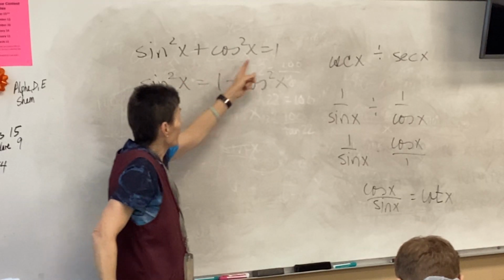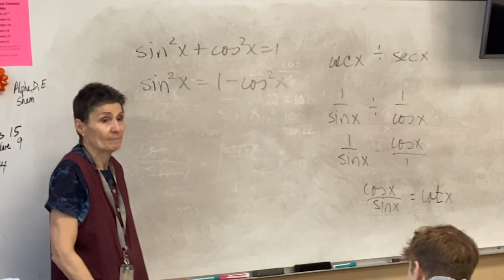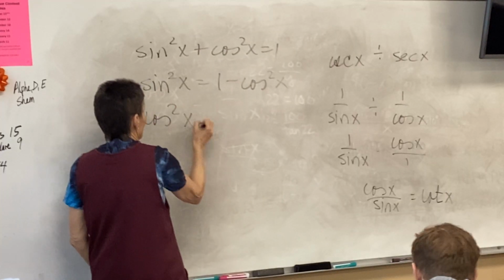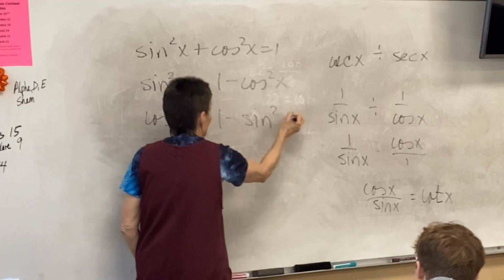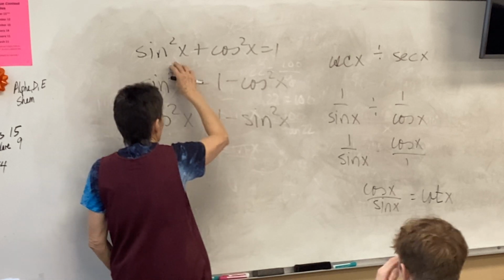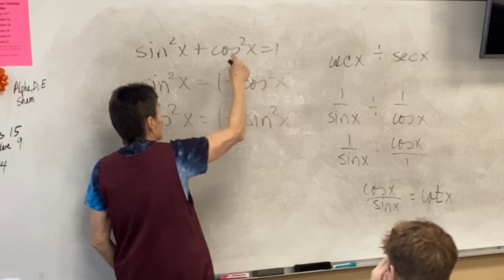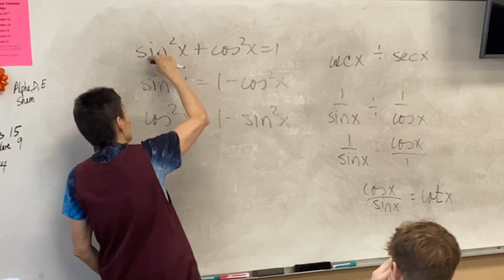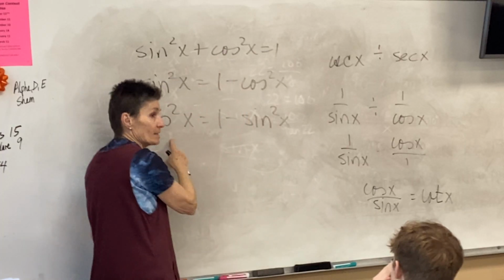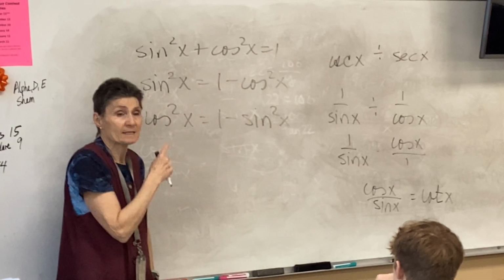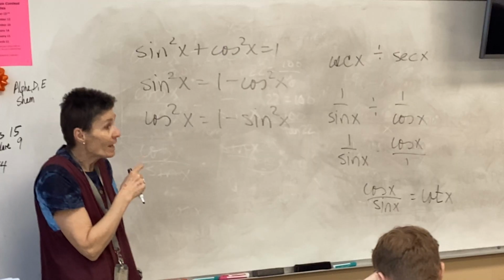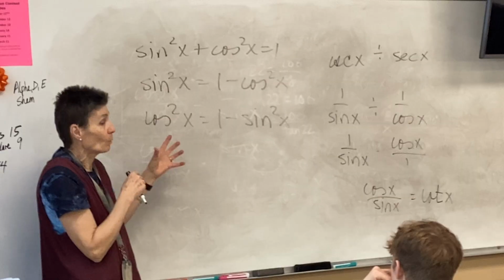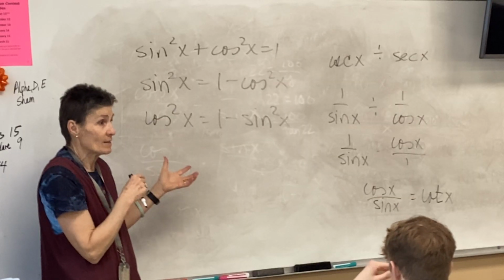All I did was subtract the cosine squared over to the other side. Or I could have subtracted the sine squared over to the other side, and it would look like this. So sine squared plus cosine squared is 1. Subtract this from both sides and you get this. Subtract this from both sides and you get this. Those are all the same identity. But depending on the problem, it might behoove you to look at it in one way rather than the others.